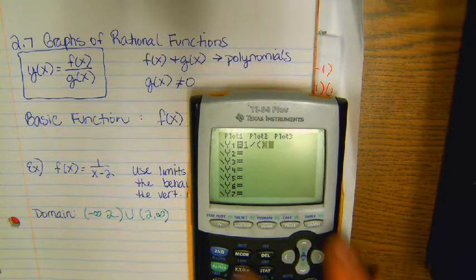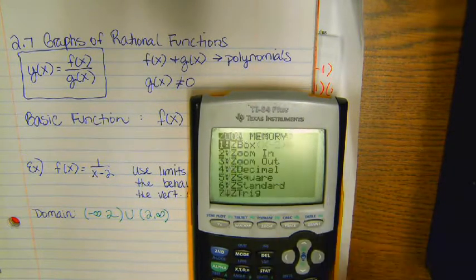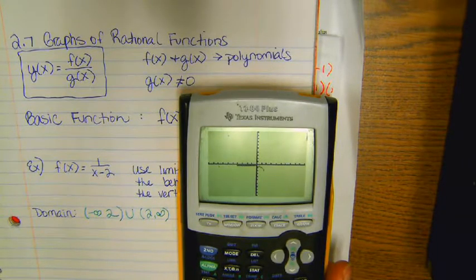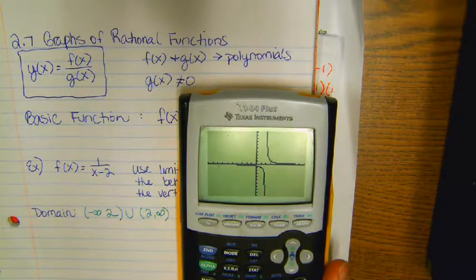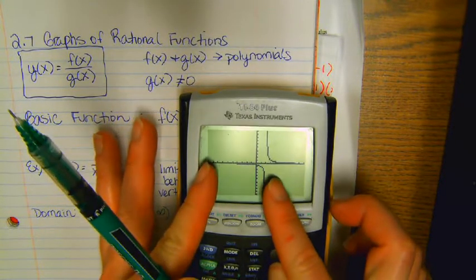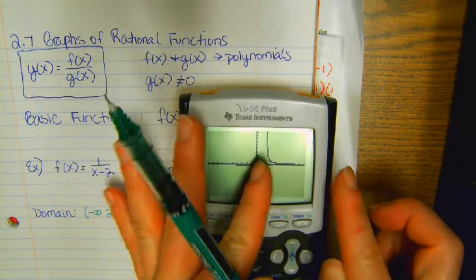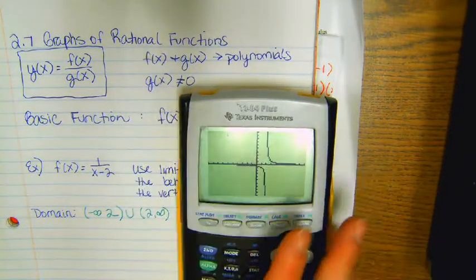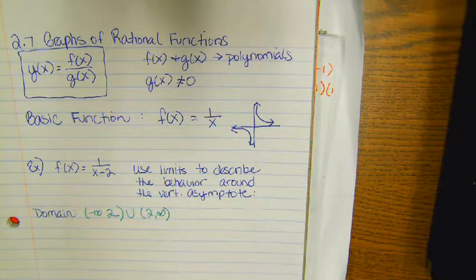So negative infinity to 2, it's like there are two parts of the graph. Negative infinity to 2, and then 2 to infinity. Or all real numbers not equal to 2. So what that means is there's a vertical asymptote. Where is the vertical asymptote? At 2.